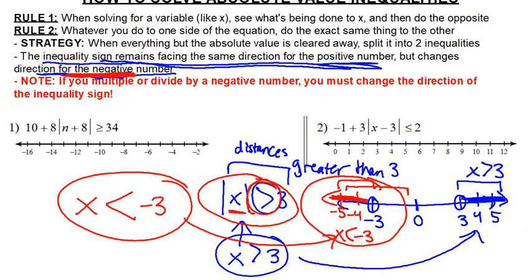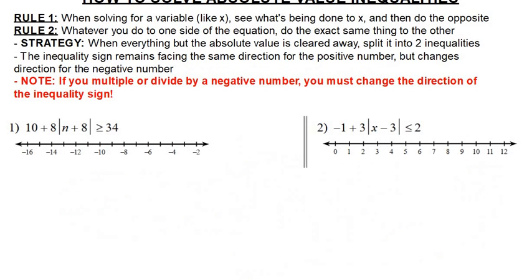So let's try to actually solve some of these right now. For number 1, just to point out a common mistake here, we don't want to add the 10 and the 8. That would be an order of operations error. Order of operations says we have to multiply before we add, and you can see this 8 is actually getting multiplied by the absolute value. So what we need to clear away is the 10, so we'll subtract 10 from both sides.